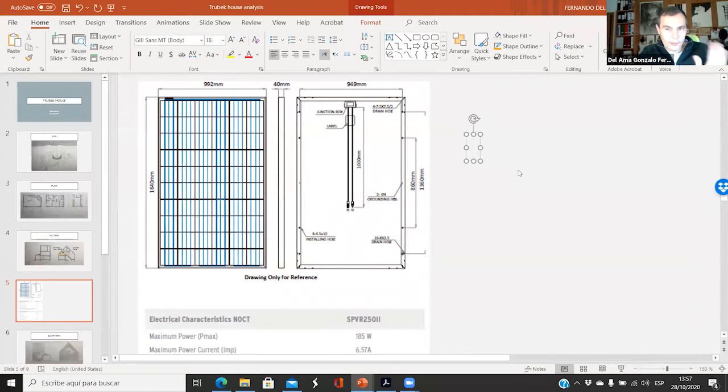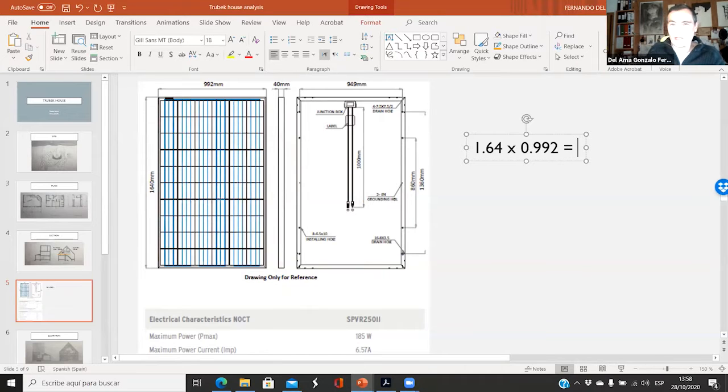We have 1,000 square feet of roof. So how many panels can we place there? Okay, so this is 1.64 times 0.992. These are those dimensions. As you can see, we have 992 millimeters, it's 0.992 meters, and 1,640 millimeters is 1.64 meters.